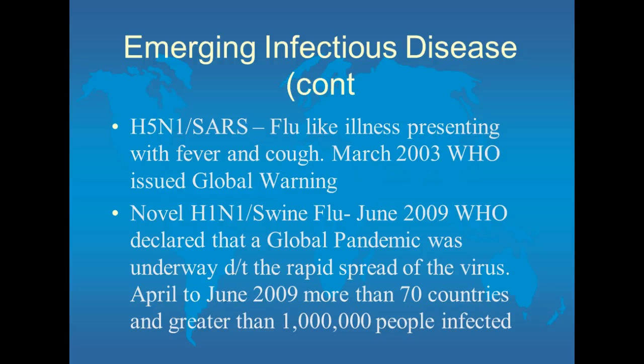More than 70 countries and greater than 1 million people were infected, and that happened in a very short period of time, from April to June. So in 2 months, you went from 3 people being infected to over 1 million people being infected in 70 countries. I was trying to find that information from the conference that I went to on that, but there it is. I did actually document it in a lecture, so you have it. Okay.